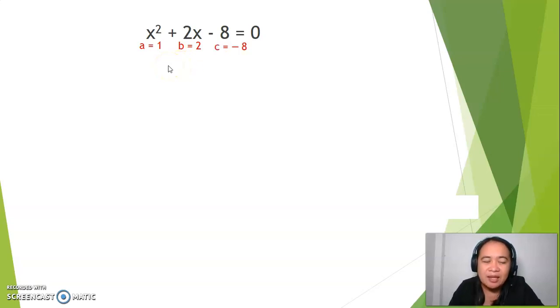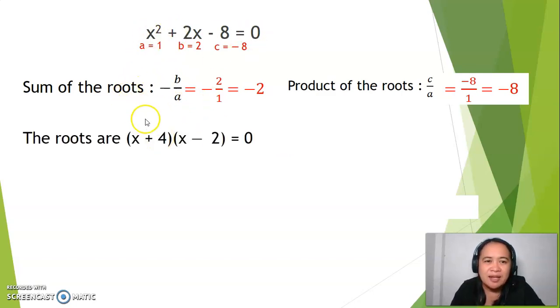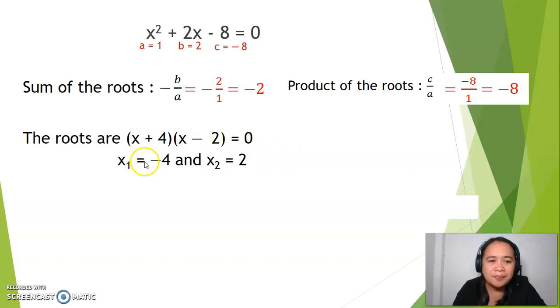Now take note, the sum of the roots, it's negative b over a. So therefore, this would become negative 2 over 1, or it's simply negative 2. While the product of the roots will be c over a, or it's negative 8 over 1, or it's simply negative 8. Now again, by factoring, we can have the factors here as quantity x plus 4 quantity and quantity x minus 2 quantity equals 0. Therefore, the values for the roots could be negative 4 and positive 2.